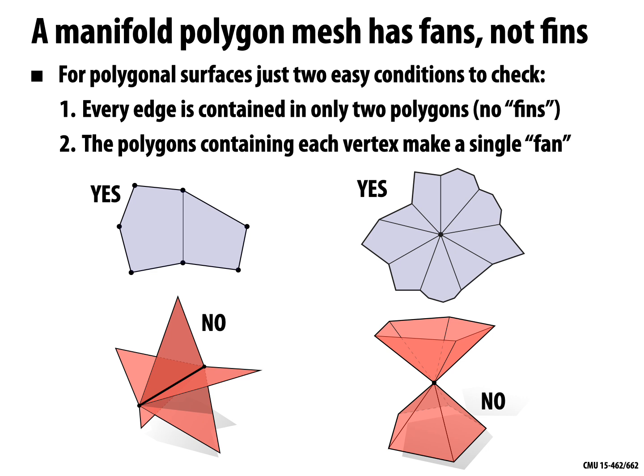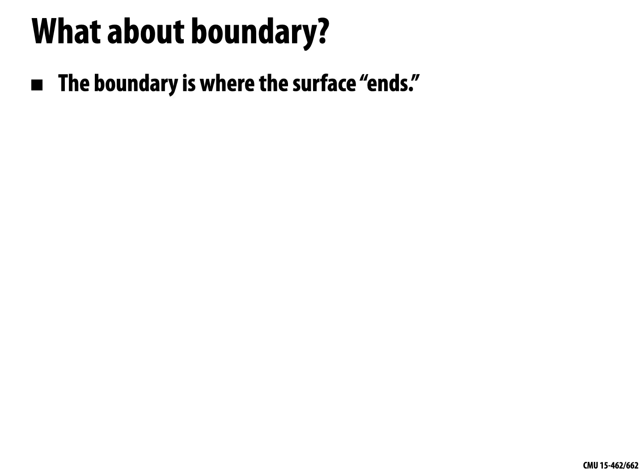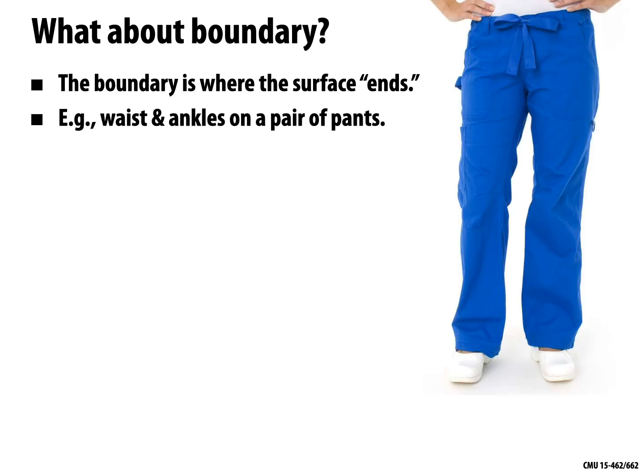What about the boundary? Can we make this a little more general? Well, first of all, what is the boundary of a surface? Intuitively, the boundary is where the surface kind of ends. So for instance, if I have a pair of pants, then the waist and the ankles of the pants are what I'm going to call the boundary.